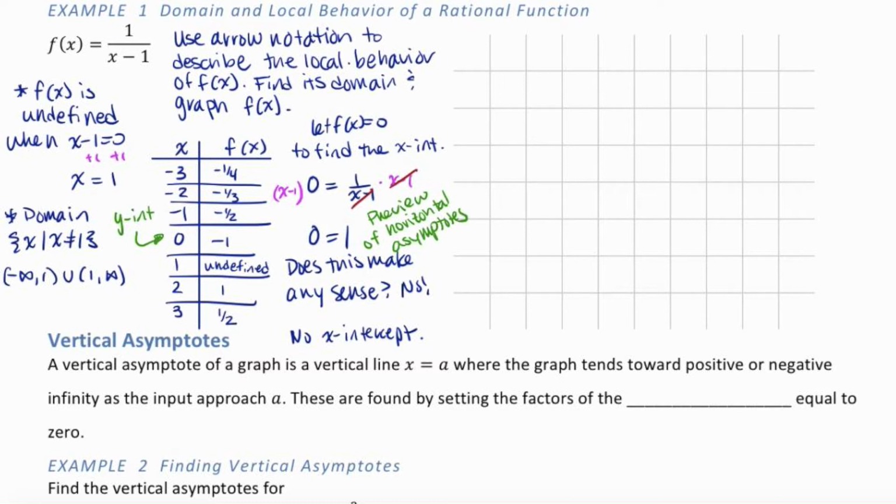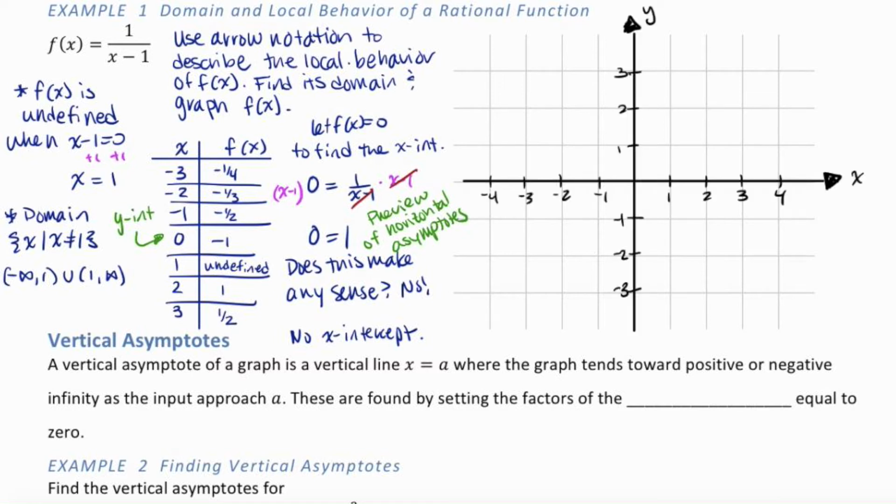Now let's go ahead and graph our function. Take a moment to draw your axes. All right, as you can see, my x and y axes are now sketched. We know we're undefined at x equals 1. This tells us that there will be a vertical asymptote, which we are going to define next. This is a line that our graph will never cross. Now let's go ahead and plot some points.